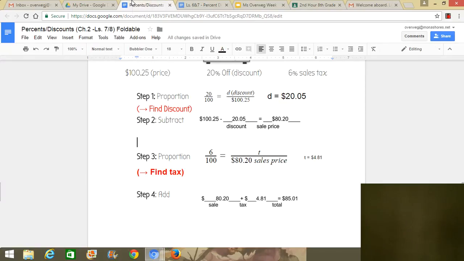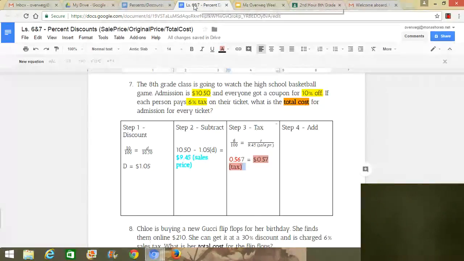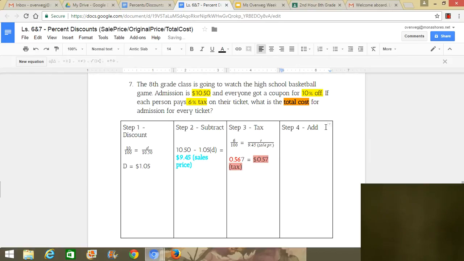So step 4, if we look back at the foldable, you look at yours, we have the sale price of $9.45 for us, and then we have the tax that we need to add to it to find the total cost. So let's do that. Okay. We have $9.45 plus 57 cents equals our total cost. Let's see what that equals.